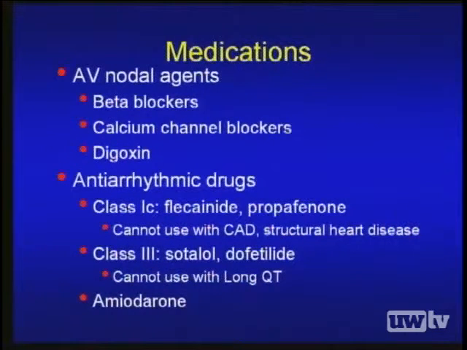The class 1C drugs are the most useful, flecainide and propafenone. However, they're contraindicated in any individual with coronary artery disease or structural heart disease. The class 3 drugs are useful, and those include sotalol and dofetilide. Both of them are QT prolonging drugs, must be started as an inpatient, and you obviously can't use them in somebody who already has a baseline prolonged QT interval. And finally, amiodarone, which is also a class 3 antiarrhythmic drug, but has class 1, 2, and 4 properties also, is probably the most useful drug that we have.